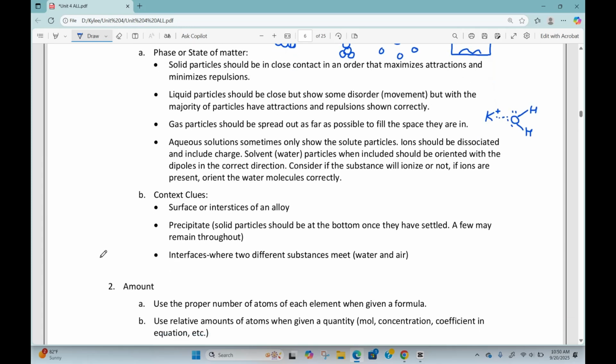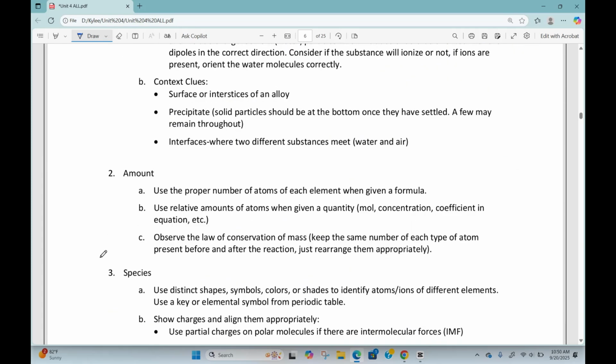The next thing we want to be aware of is context clues. Did they mention an alloy? That's going to be a context clue that's going to help me draw my particle. Did they say it is an ionic substance? If it's an ionic substance, sometimes we will draw the positive and negative. If it's a metal, then a lot of times we're just drawing the cations. These are all things to keep in context. That's why it's called context clues as we go through our particle diagrams.